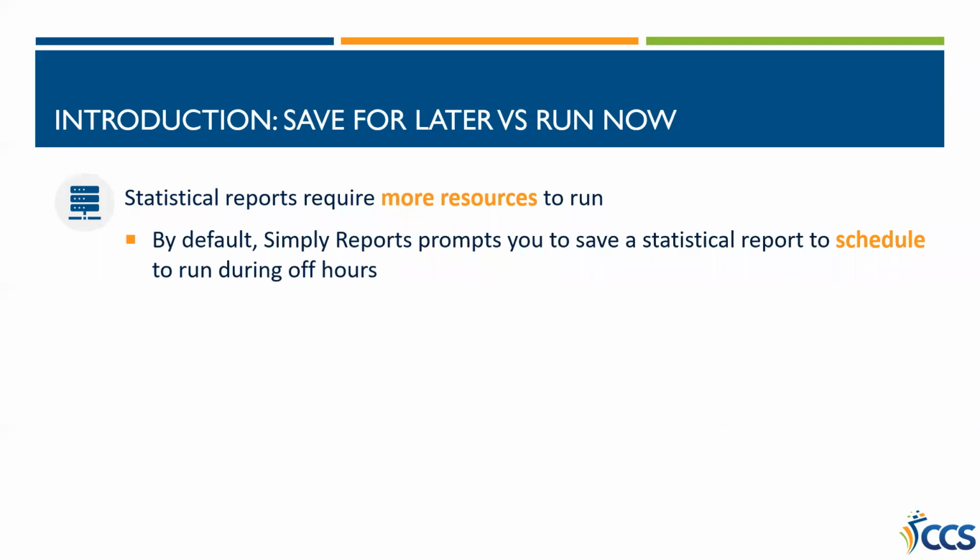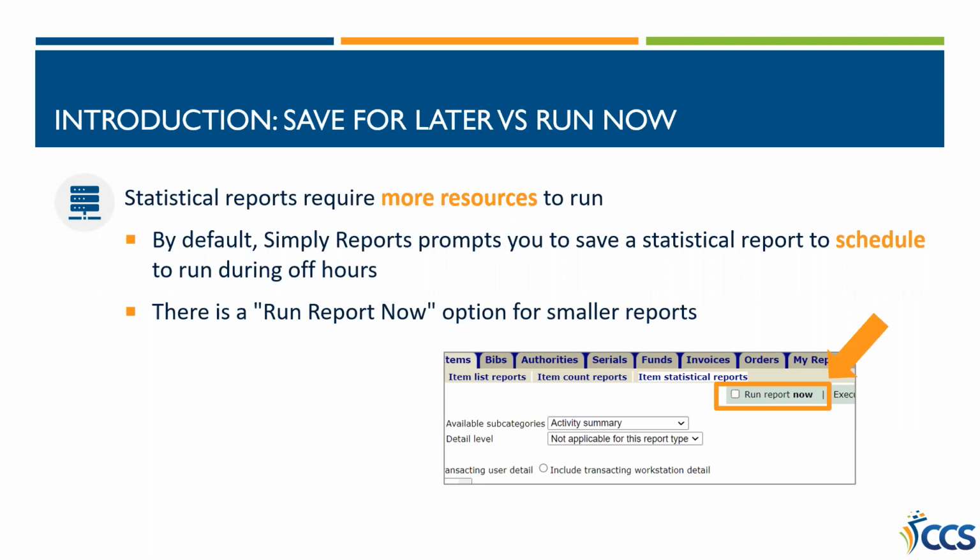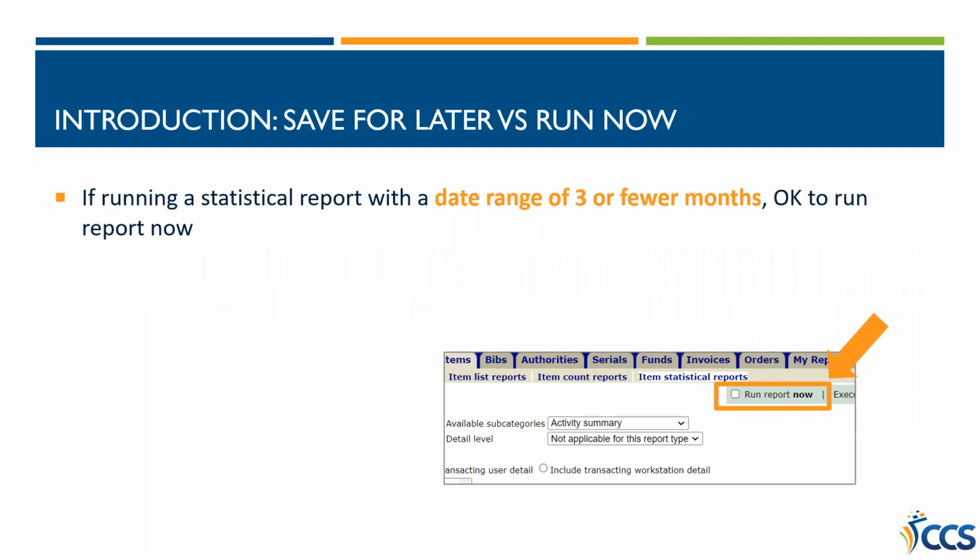However, when you're building the report, you will see a checkbox that allows you to run a statistical report immediately. Now that we've had a few years to get a feel for these stat reports, my recommended guideline is that if you're running stats covering a 3-month period or less, that's a small to moderately sized report. So you shouldn't have any problems. I'd say it's okay to click that checkbox and run the report now.